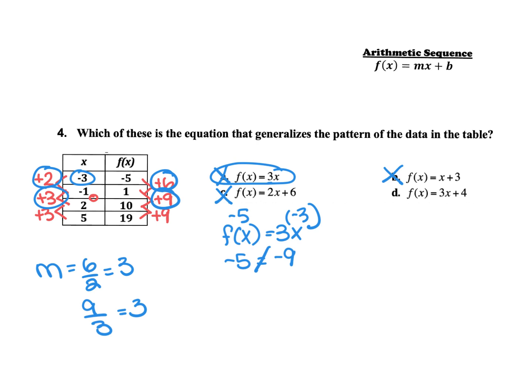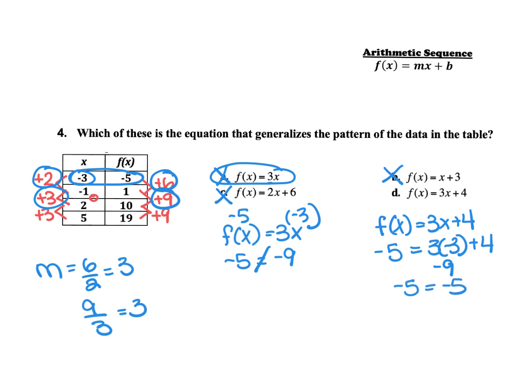So let's check D. I have f of x is equal to 3x plus 4, and let's plug in our negative 5 for our f of x, and 3 times negative 3 plus 4. So I have 3 times negative 3 is negative 9 plus 4. That's going to give us negative 5 over here. And is negative 5 equal to negative 5? And it is. And so you'd want to check maybe another point by plugging them in.